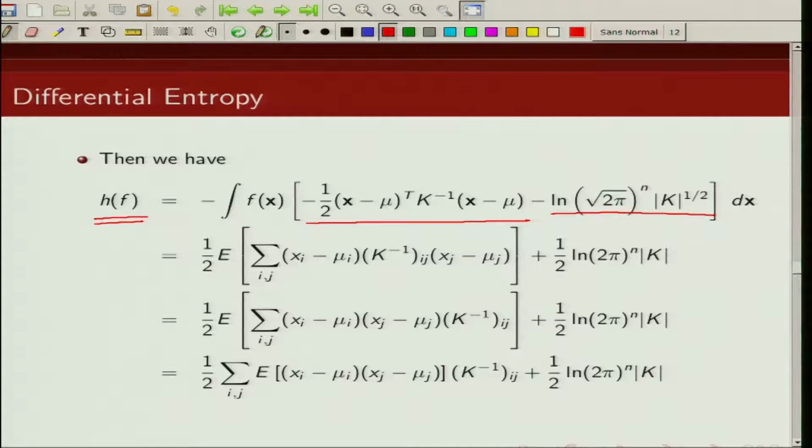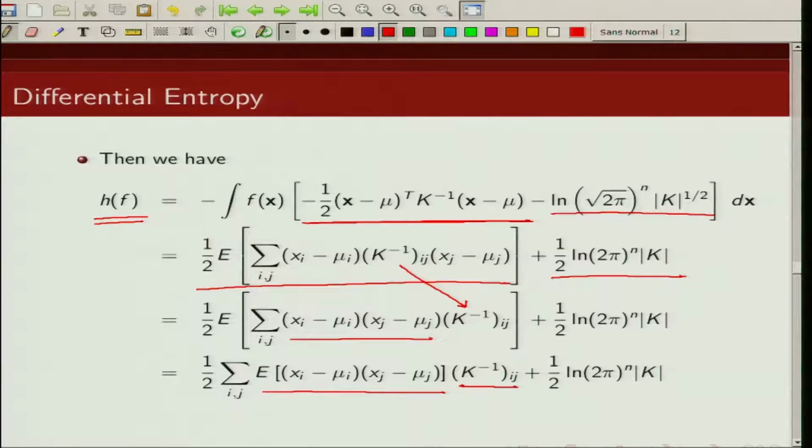Now the second term, if I integrate over f of x, I will just get this. And let us look at the first term. This is nothing but the expected value of this. So in matrix form I can write this in this particular form. This is summation over i and j of (xi minus mu i) K inverse ij (xj minus mu j). So I can combine these two terms. This can be written as the expected value of this multiplied by K inverse of this.